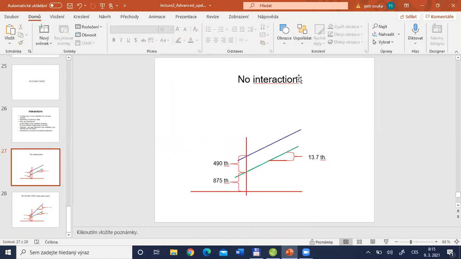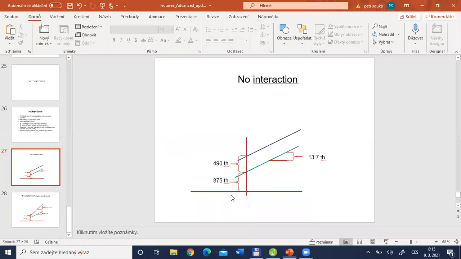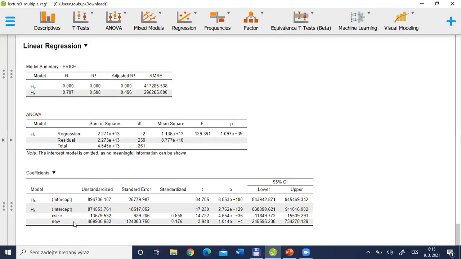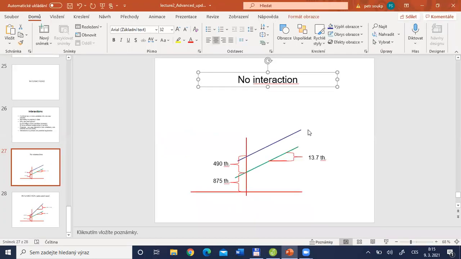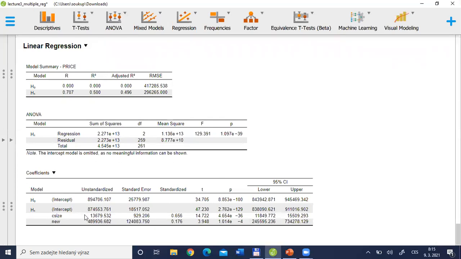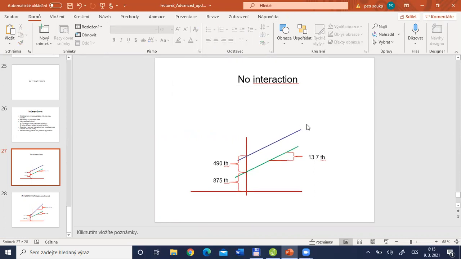And this is the picture with no interaction, only including C size, new, and intercept. So intercept is here. The value of slope for variable new is added to the intercept for new flats. And the last one, the coefficient, the slope for C size, is present here. So it is the average price per square meter for old and new flats. Once again, this model is not realistic, and that's why we would add interaction.